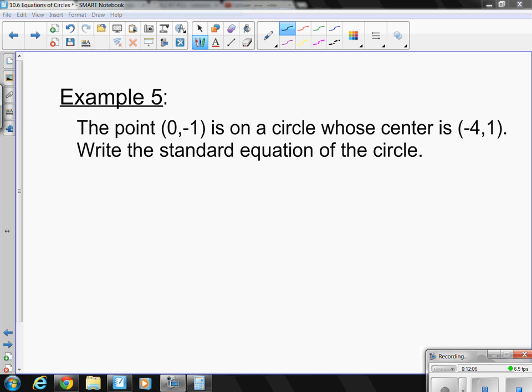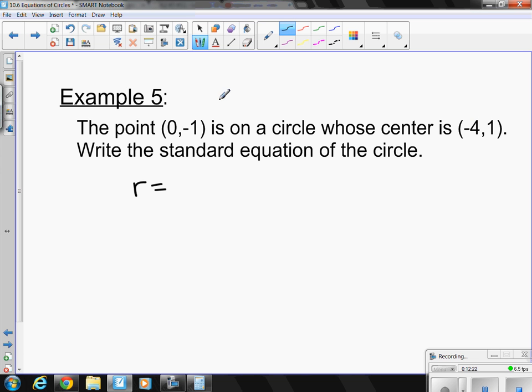This one's just like an earlier example. You can skip it, or maybe if you need to see another example, here's an opportunity. But I need to figure out my radius first. So I have to figure out what's the distance from this point to this point.